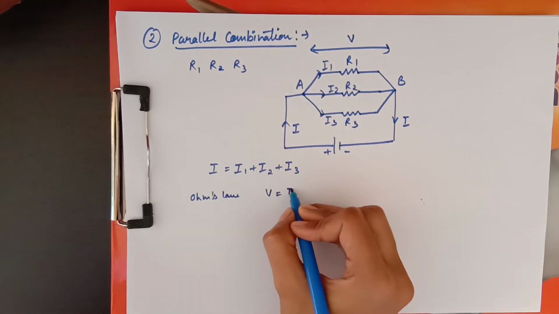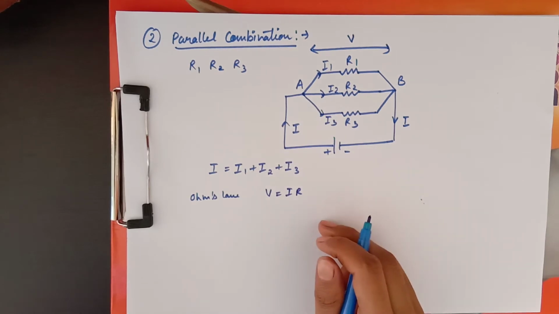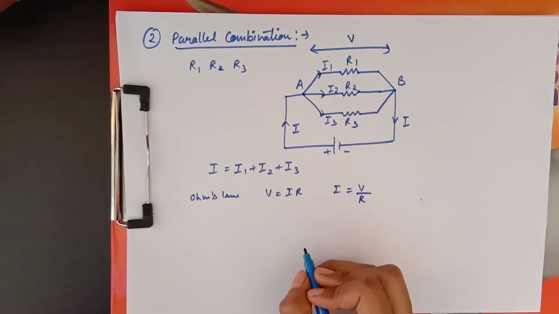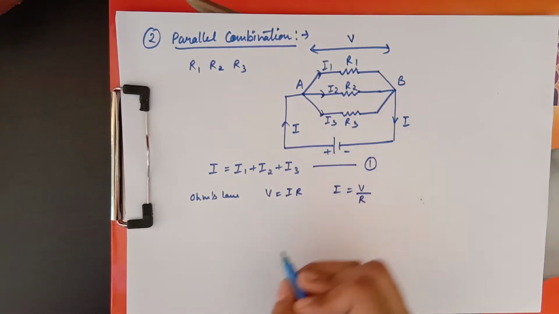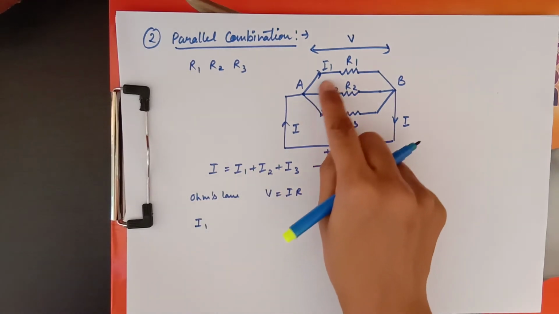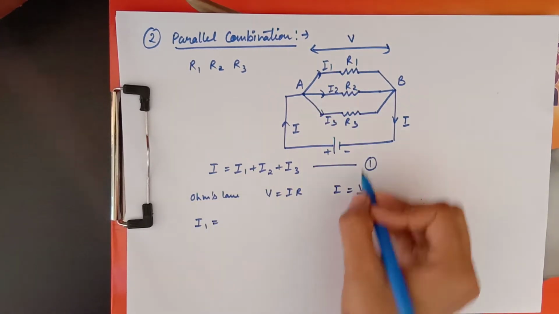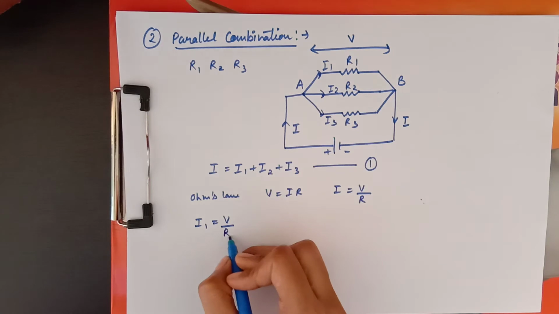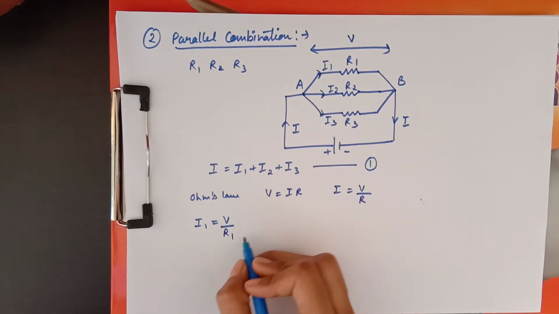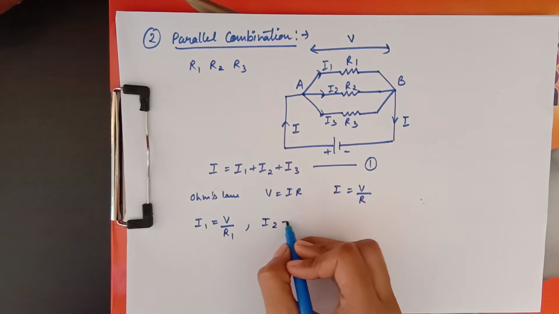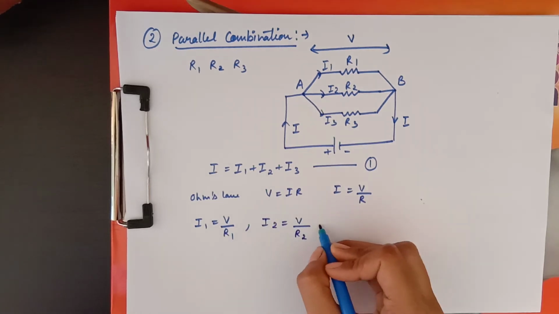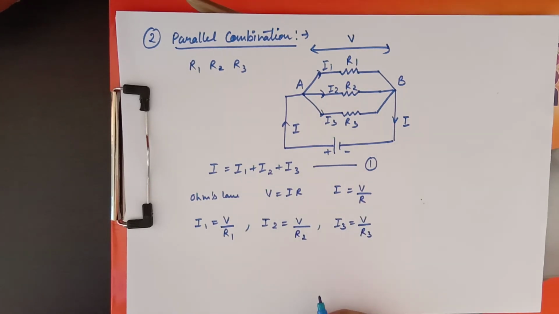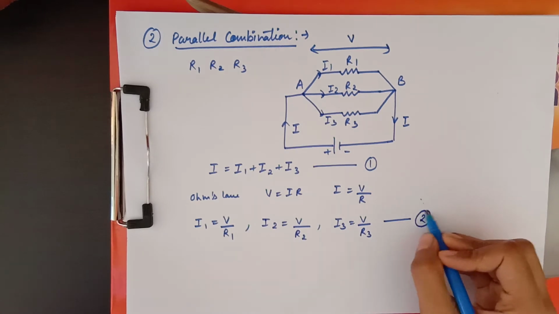says V is equal to IR. So I can be written as V divided by R. I is equal to V divided by R. Let this be equation number 1. Here the value of I1 will be V, same for all, and in the place of R I will write R1. So I1 will be equal to V divided by R1, I2 will be equal to V divided by R2, and similarly I3 will be equal to V divided by R3. I write this as equation number 2.